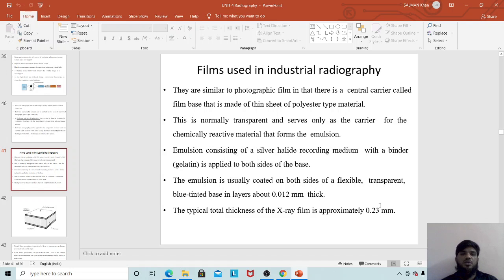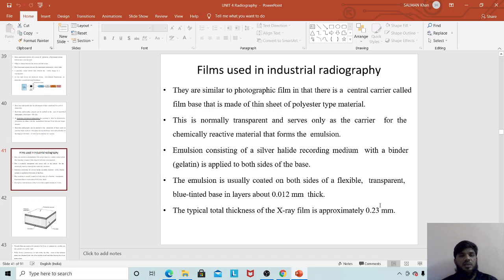So these are similar to photographic film in that there is a central carrier called the film base. The black thing which you generally see in X-rays is the film base, which is a thin sheet of polyester. This is normally transparent and serves as a carrier for the chemical reactants. The emulsion is coated on both sides of the film, generally silver halide, which is used to record the images. The emulsion is usually coated on both sides with a flexible transparent blue-tinted layer.